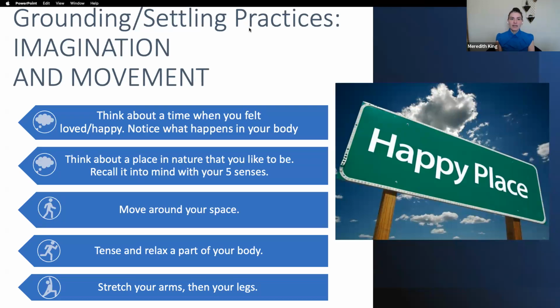And then some that are set in either imagination or in movement. That's sort of what we did today a little bit. It's not quite imagination, but we did some noticing, some mindfulness. You can think about a time when you felt happy or loved and notice what happens in your body. You really want to note those reactions. You can think about a place in nature that you like to be and try to recall it with your 5 senses. You can remember we talked about sight and sound, and then your physical sensation when we were doing our grounding exercise at the beginning of this presentation. So those are mind ones.